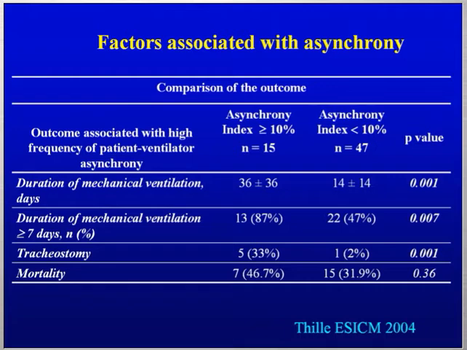You had more patients in the asynchronous index with COPD. So when you separated out type of lung disease, did that make a difference? No, because it also happened in many other different kinds of patients.